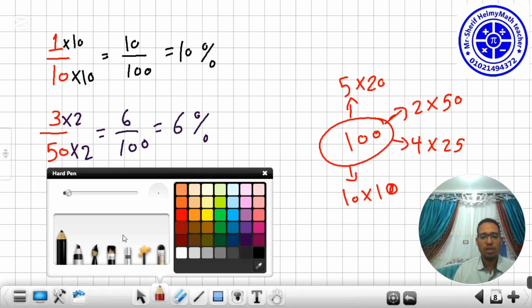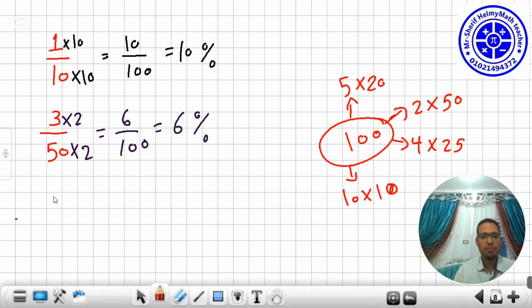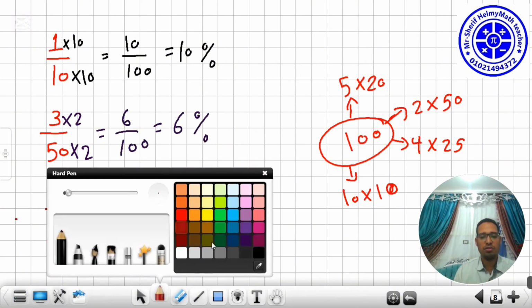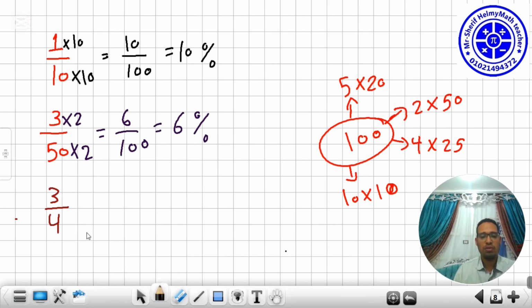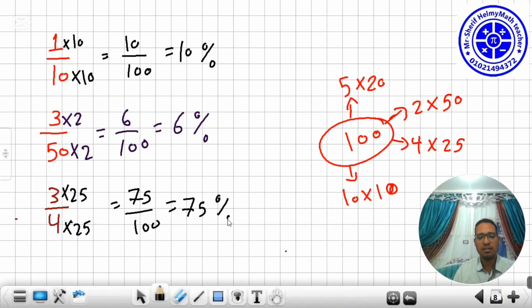What about if we have 3/4 and we need to make it percentage? Like we said, we must make the denominator 100. So 4 times what here to be 100? 4 times 25, and here times 25, it will be 75 over 100, the same as 75%.